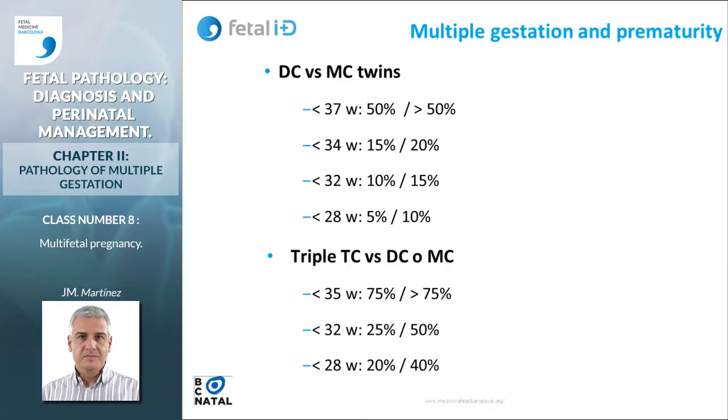And regarding triple gestations, there is a higher risk of prematurity, and higher if there is a monochorionic component than if there are 3 bichorionic twins. The risk of premature delivery before 35 weeks of pregnancy is 75%, but whether it is monochorionic or bichorionic, it will be at least 50% in less than 32 weeks of gestation.